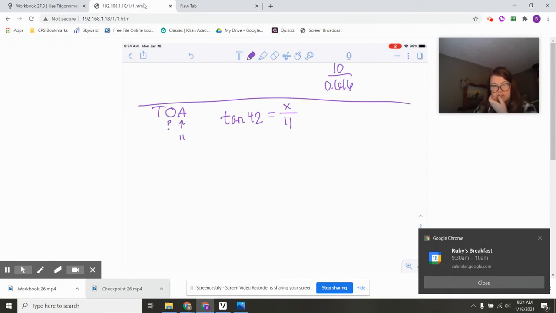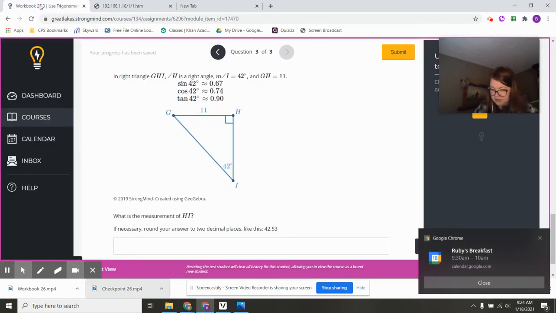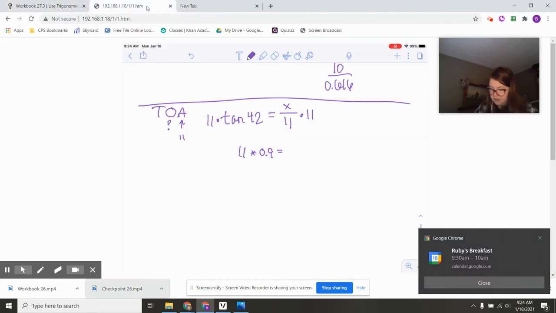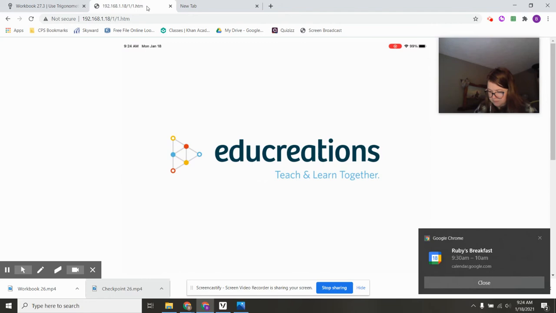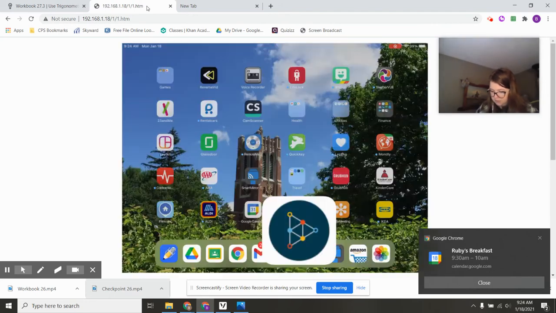So the tangent of 42 is equal to X, the side that I don't know, the opposite, over the adjacent, which I do know. So I can multiply both sides by 11 to solve it. And so they told me that the tangent of 42 is equal to 0.9. So 11 times 0.9 is, and so let's just make sure we have everything set up right. We want HI. So good. We're going to go to the calculator. 11 times 0.9. Oops, wrong thing.